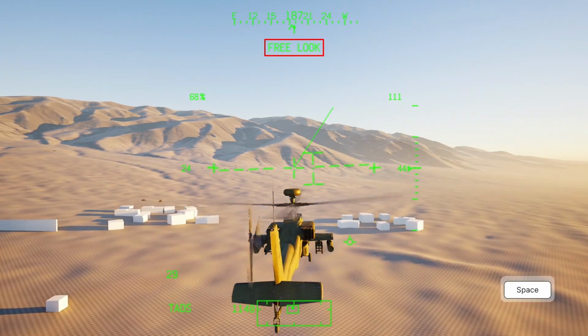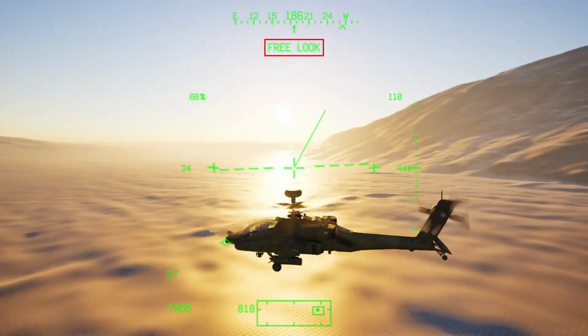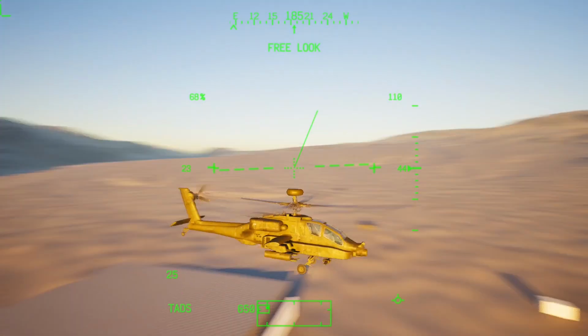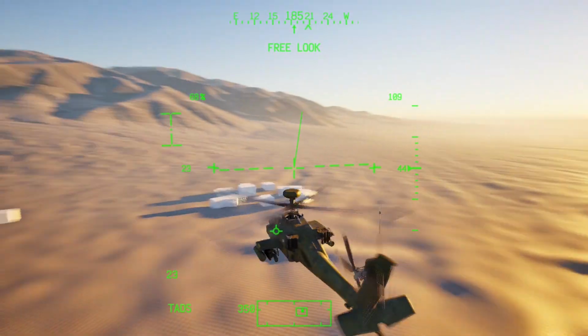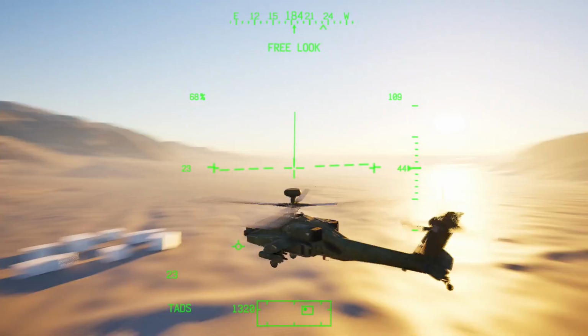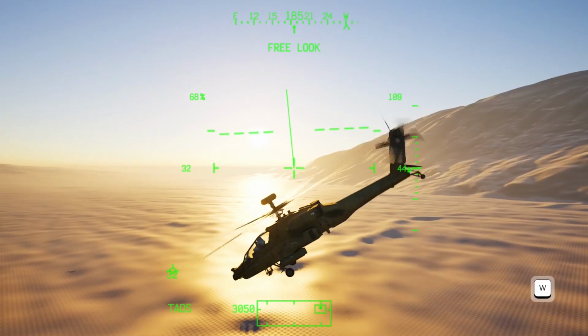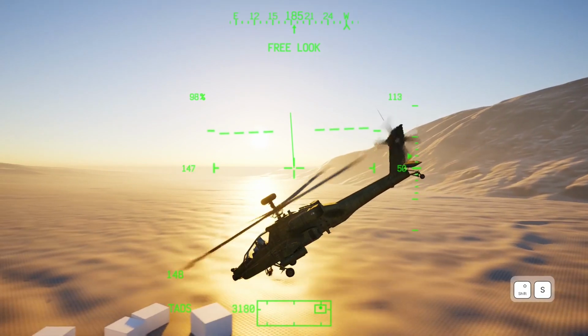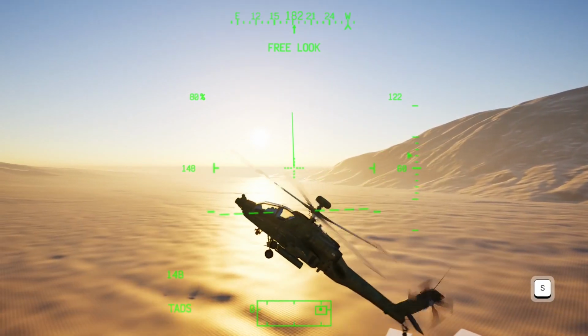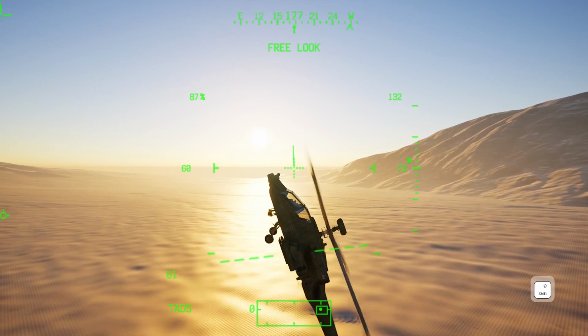If I switch to Freelook mode, mouse pointing does not affect steering anymore, so I can look around, but I can still steer with the keyboard. So if I want to fly forward, I have to pitch the nose down. Pitching the nose up will make the helicopter fly backwards.